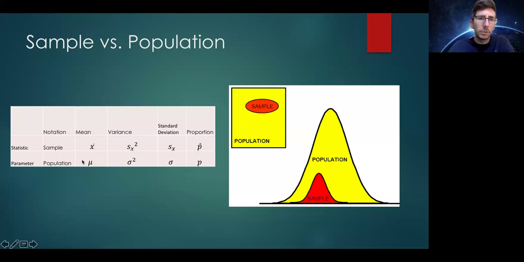And then when we're talking about a population, we're talking about parameters. So our population parameter for the mean is this Greek squiggly mu, as it's called. The variance is this other little squiggly guy called sigma squared. And then the standard deviation is simply sigma. And our population proportion is P with no hat on it.